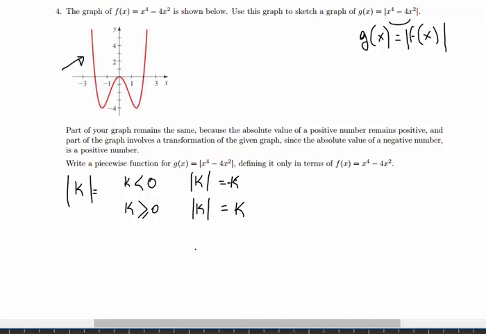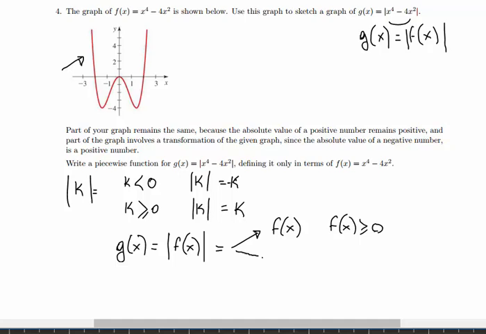This means that the g of x, that is the absolute value of f of x, is going to be f of x when f of x is positive. And it's going to be the opposite of f of x when the f of x is negative.